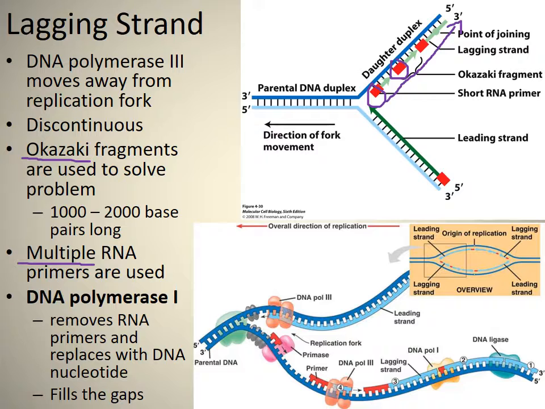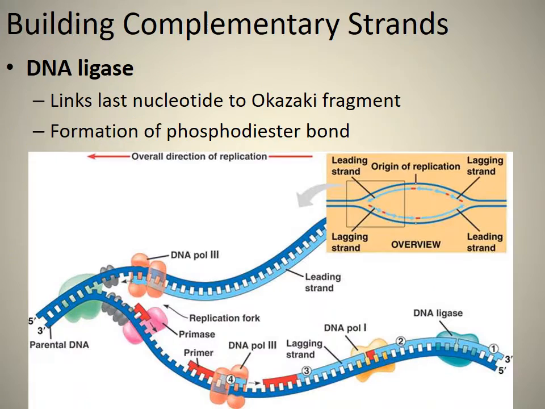DNA polymerase 1 is an important enzyme because it will remove the RNA primer. Again, this is RNA, and it needs to be removed in order for the complementary strand to be synthesized correctly. Once that RNA primer is removed, DNA nucleotides will replace it, and that is DNA polymerase 1. It'll fill in the gaps.